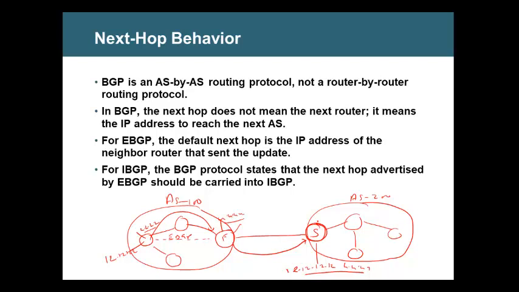Now, when 7.7.7.7 learns 12.12.12.12, from whom is it learning? From S, 5.5.5.5, isn't it? But I'm repeating the word but, the next hop address will not be 5.5.5.5. The next hop address will be 4.4.4.4.